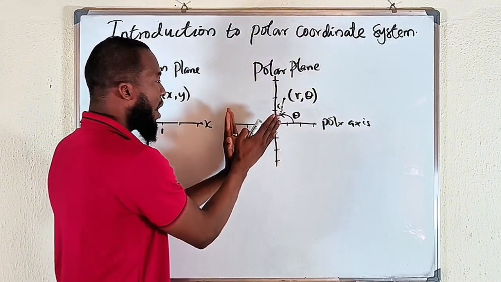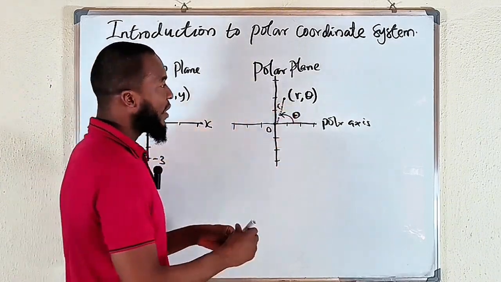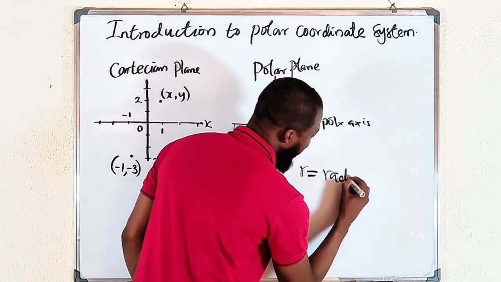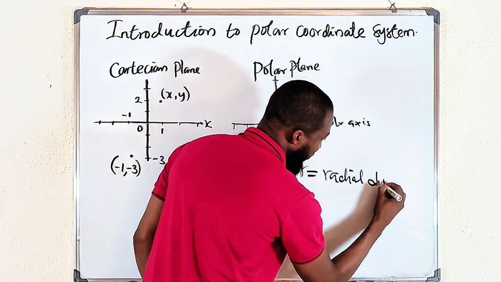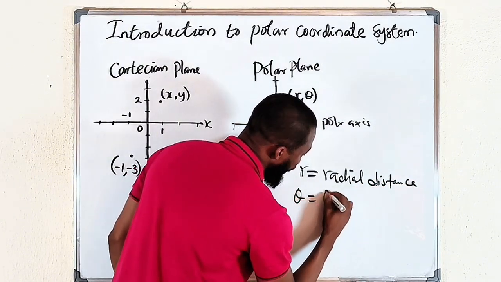But this is how it is defined. It is defined by the radial distance. R here is the radial distance, and theta is the direction.